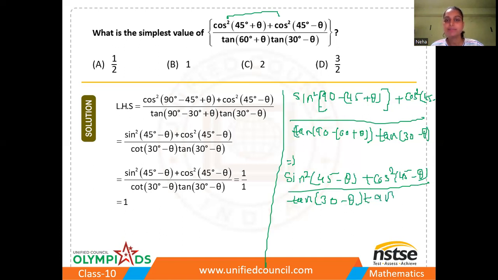And this is tan. Wait a second. This becomes cot now, right? We are using the complementary angles. So it becomes cot now. Okay, this is cot (30 minus theta). And this is tan (30 minus theta).